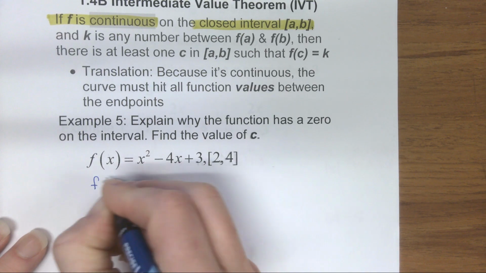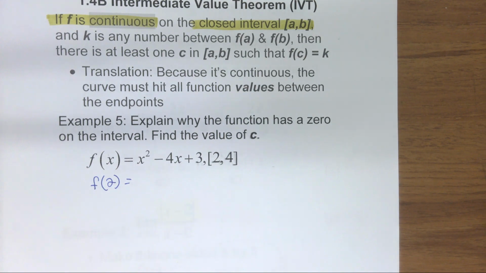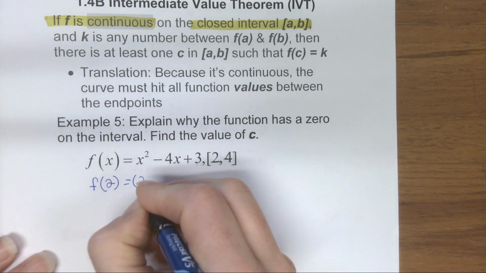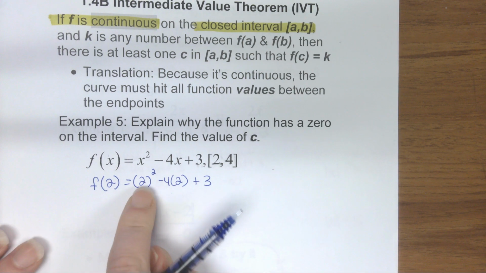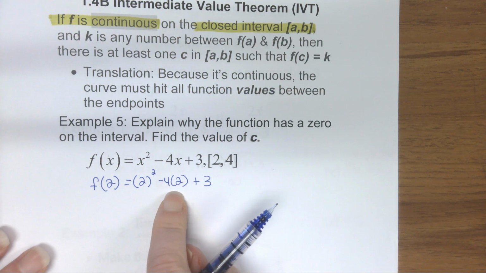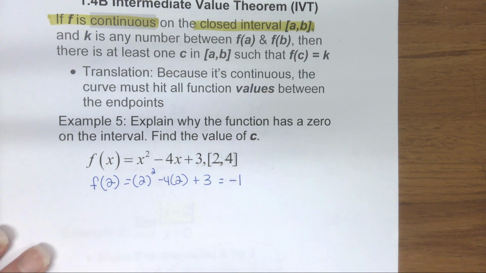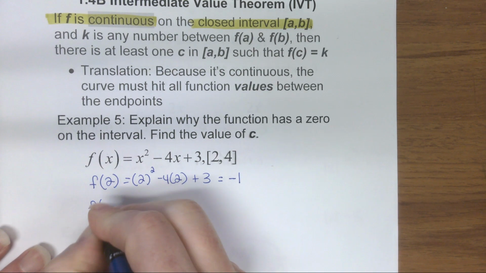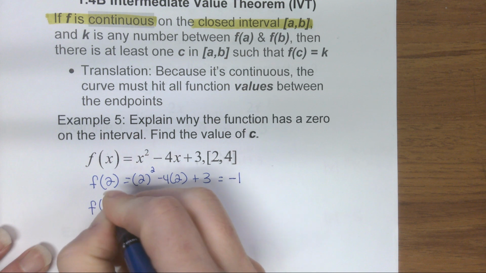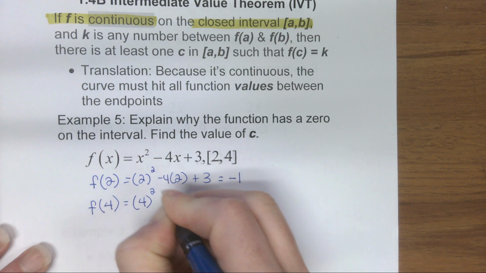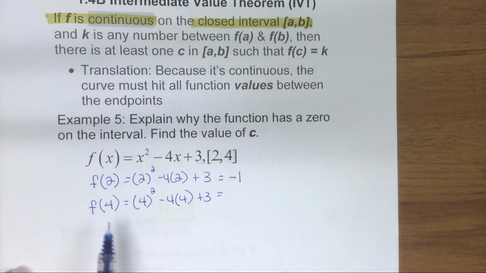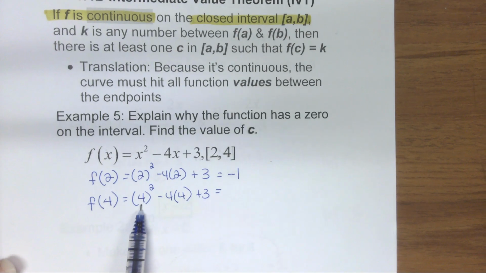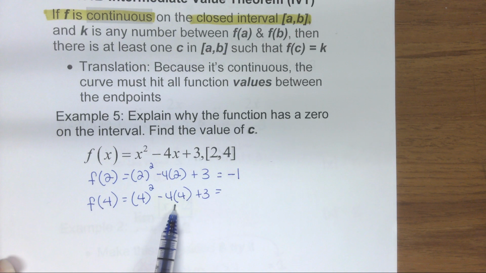All right, friends, let's find f of 2. Two squared is 4. 4 minus 8 is -4. -4 plus 3 is -1. And then f of 4, it better be positive, else I'm not going to be able to do it. F of 4 is 16 minus 16 plus 3, which is 3. Okay.